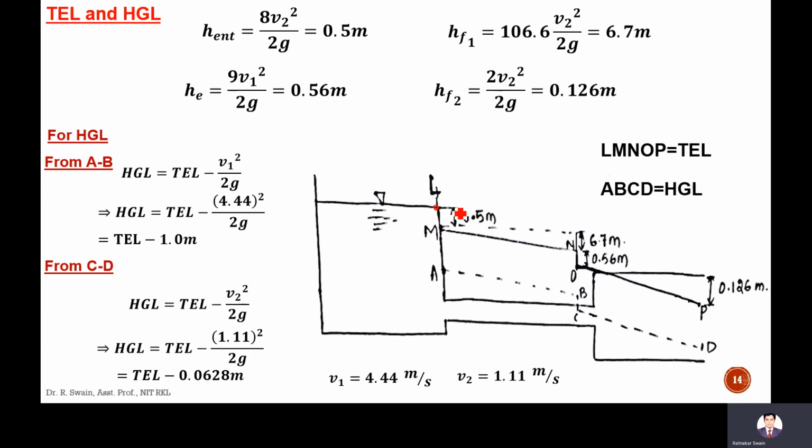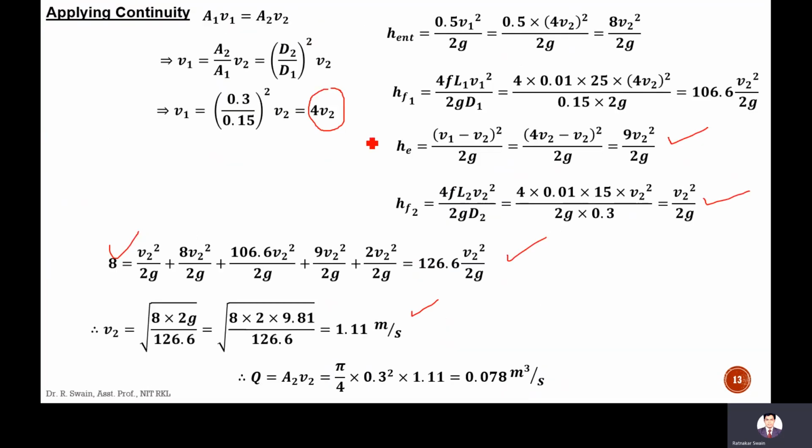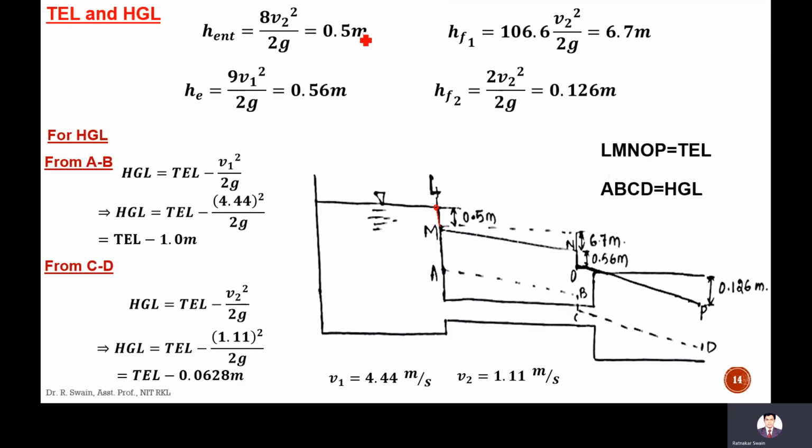So at the entrance, due to this entrance loss, there will be a sudden loss. How much is that sudden loss? That is 0.5 V1 square by 2g, but in terms of V2 if we write, it will be 8 V2 square by 2g. So if you write in V2, it will be 0.5 meter. So at the entrance, a sudden loss of 0.5 meter will be there, which means here the total energy will be 7.5 meter. From 8 it will reduce by 0.5 meter.